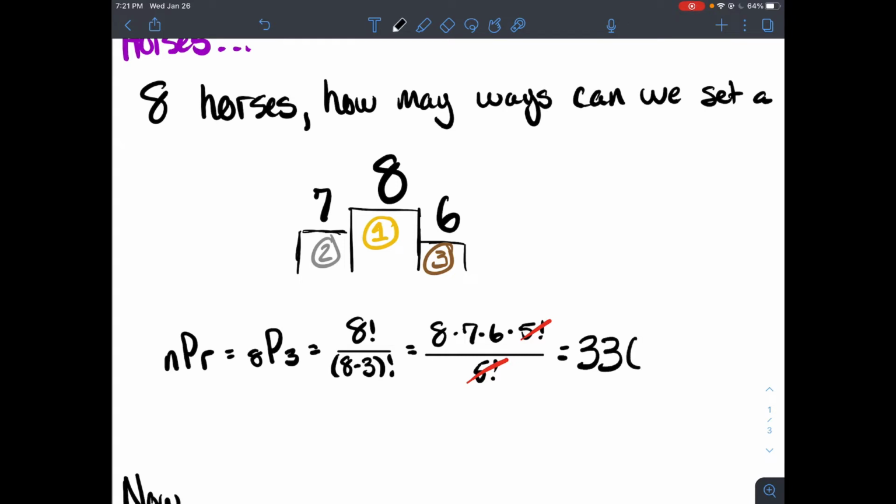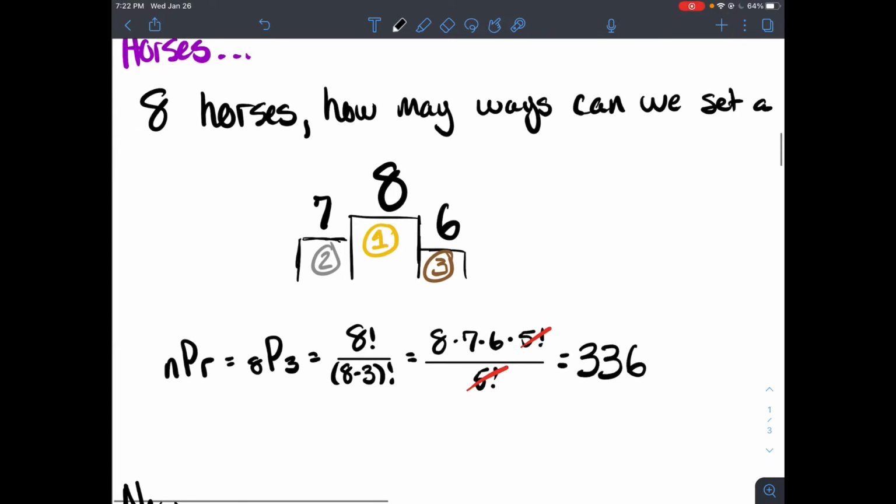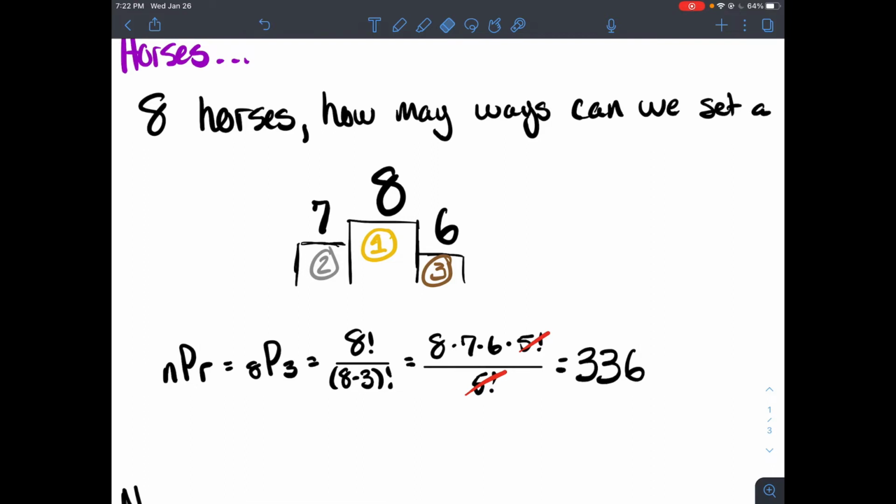336, not 5. 336. There are 336 ways that these horses can come in first, second, and third. So that's quite the number, and we could calculate that super fast. I mean, this took like 3 seconds. We can calculate that super fast.